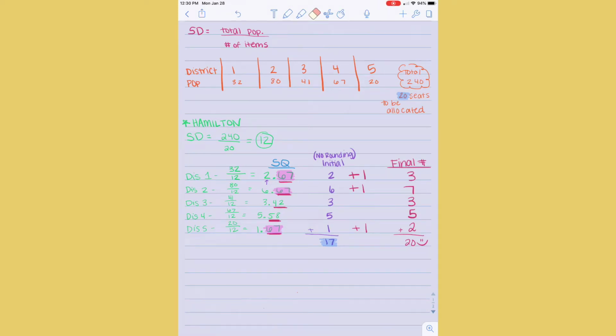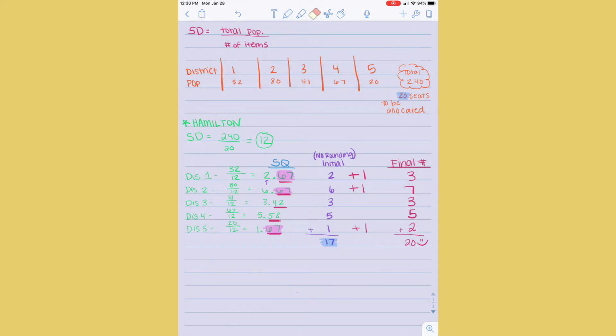Hello students. So the purpose of this video is to introduce you to the Jefferson and the Webster's method of apportionment. And you'll see on your screen, this is a continuation of my last video regarding the Hamilton method, because the two methods are very, very similar. Jefferson and Webster's do not differ drastically. They're, again, very similar.